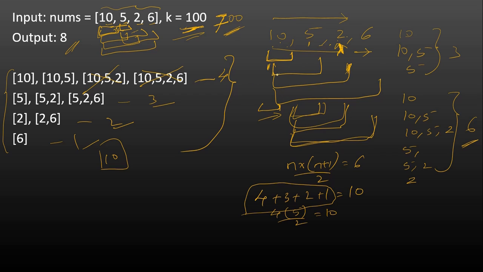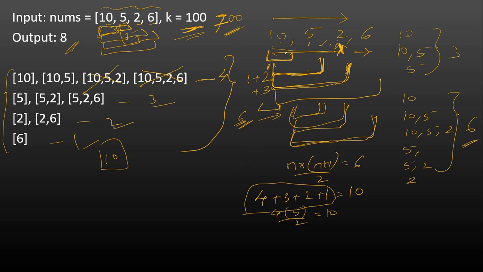When I am using 10 comma 5, these are the 2 numbers that are eligible. At that time, previously the length was 1 and now the length is 2, so 1 plus 2 is 3. Now when my length is 3 for the array, assuming all 3 are eligible for the product which is less than k, in that case it will be 1 plus 2 plus 3. So 3, 4, 5, 6. When my length is 3, I will get the count as 6.